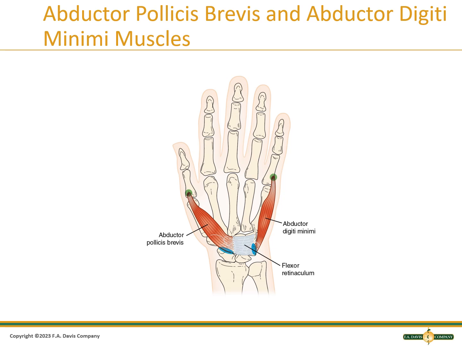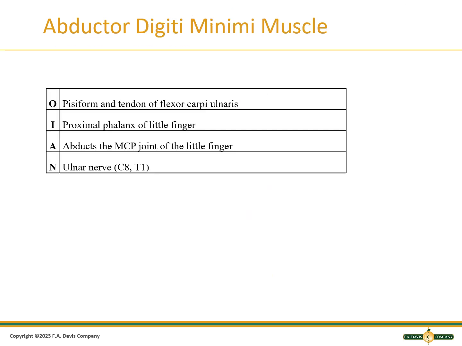Abductor digiti minimi, again, sits opposite of abductor pollicis brevis to make up the hypothenar eminence. It's going to abduct the pinky. It originates from the pisiform and the tendon of flexor carpi ulnaris to insert on the proximal phalanx of the little finger. Its action is to abduct the MCP joint of the pinky, and it is innervated by the ulnar nerve, again because it is on the medial aspect of the hand.